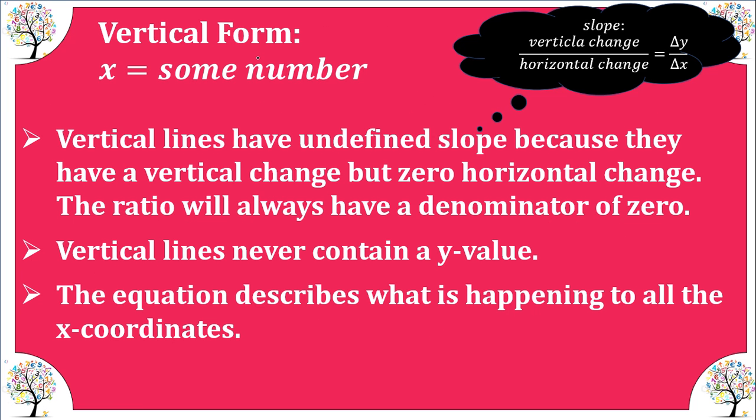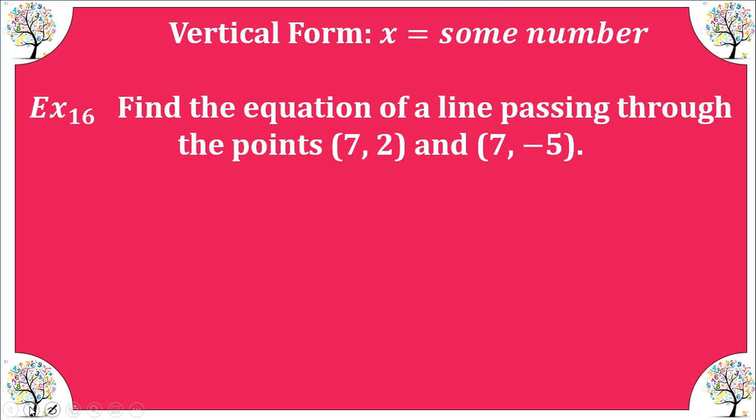Now our vertical lines are undefined. They have a vertical change, but they don't have a horizontal change. They're not changing from left to right. Vertical lines, you need to jot this down. Vertical lines never contain a y value. It is simply going to be something as x equals some number such as 4. We have a slope that is undefined, and we do not have a y in our equation.